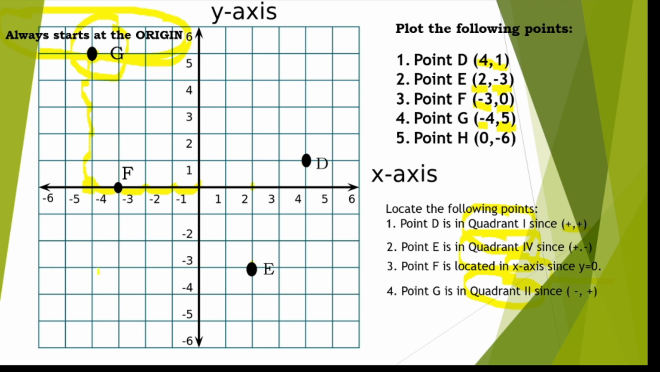So let us have the last number, number 5, point H, 0, -6. So where can we locate point H? Very good. Point H is located in a y-axis. Why? Since the value of x is equal to 0. So let us start to plot the given points.